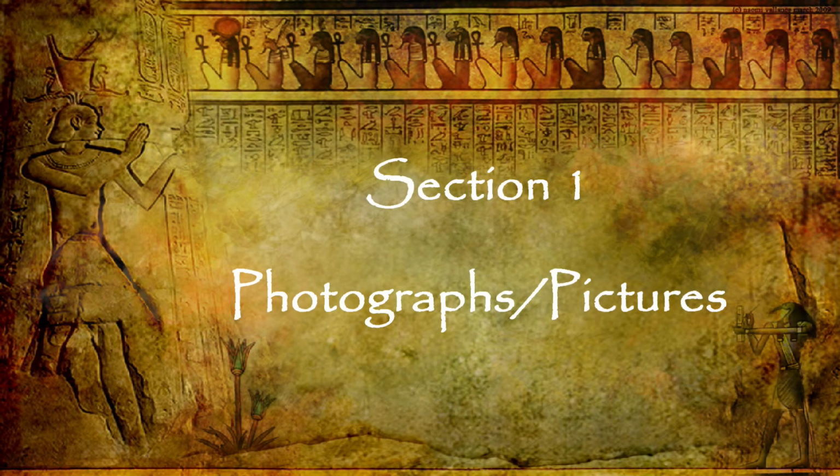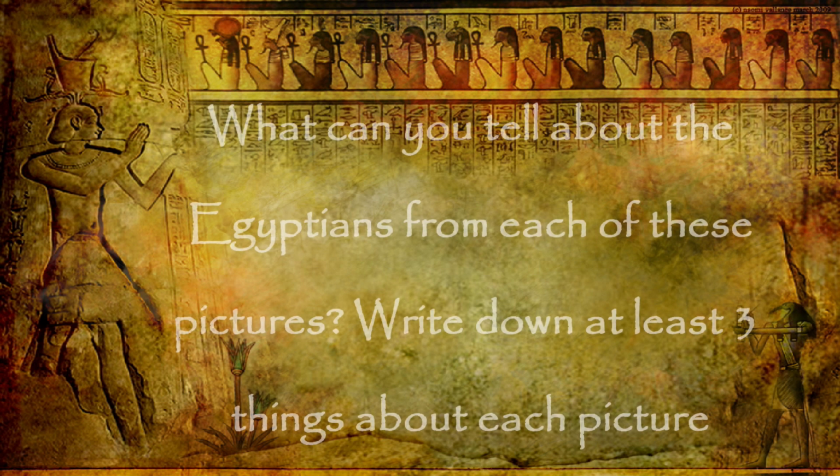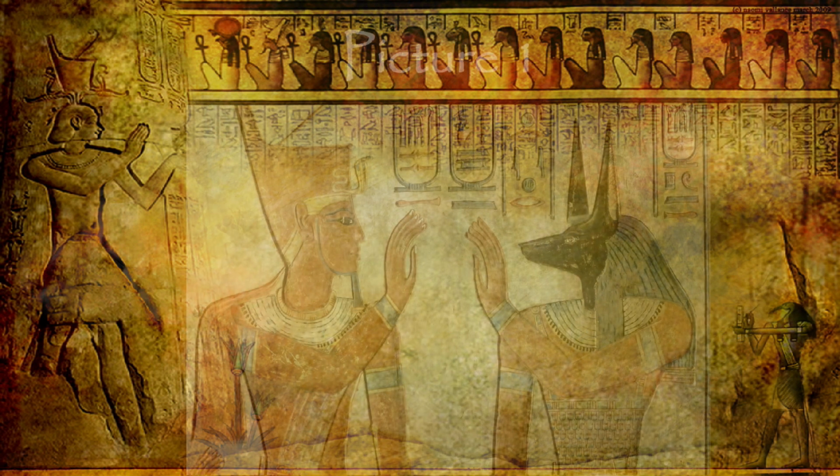Section 1. Photographs and pictures. What can you tell about the Egyptians from each of these pictures? Write down at least 3 things about each picture.